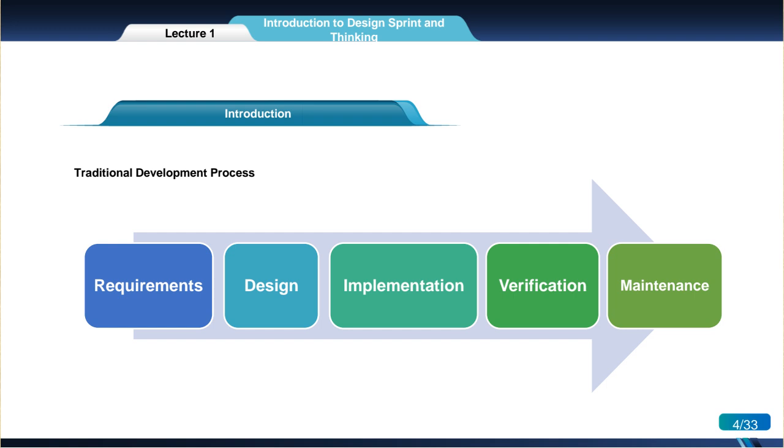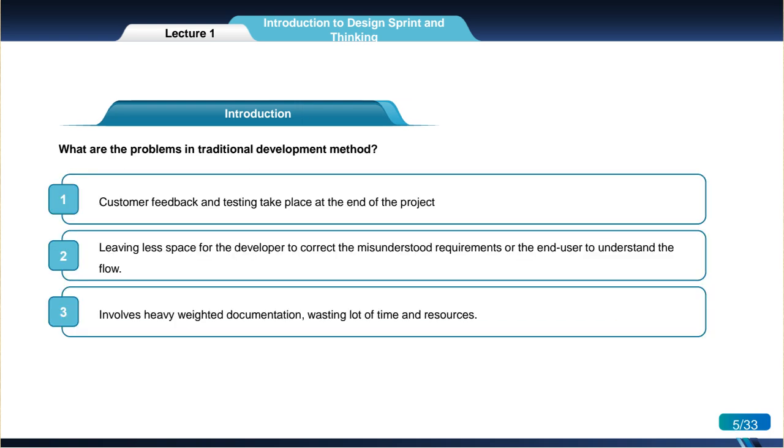A brief review of the traditional development process shows that it consists of requirement phase, design, implementation, verification, and maintenance. But this traditional development process suffers from many problems like customer feedback and testing, which take place at the end of the project, leaving less space to the developer to correct the misunderstood requirements, and it involves heavy-weighted documentation, wasting of time and resources.